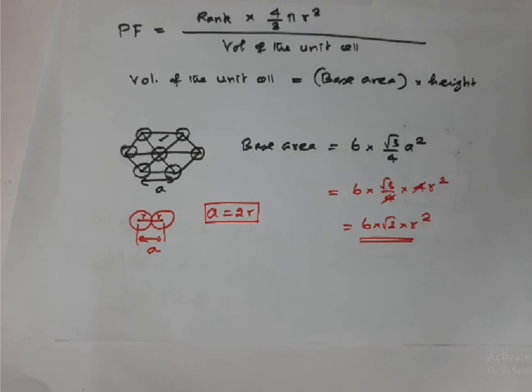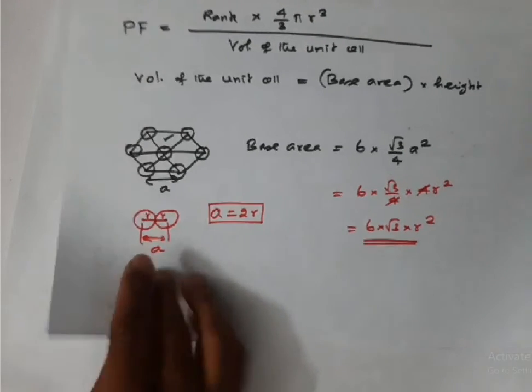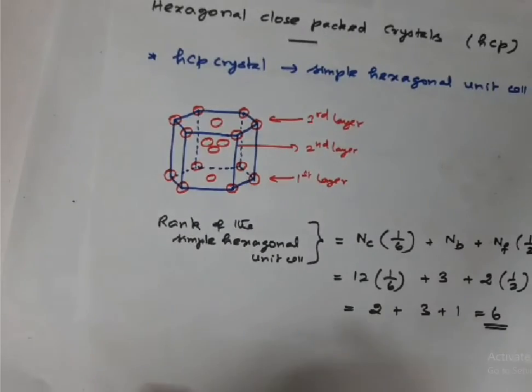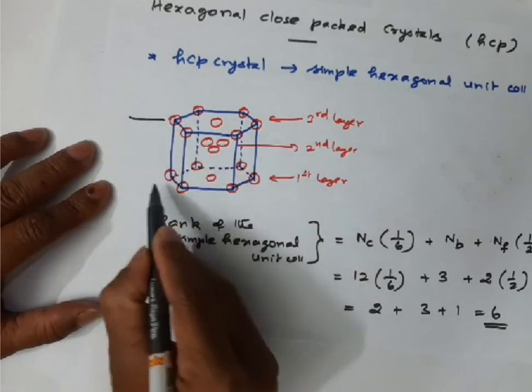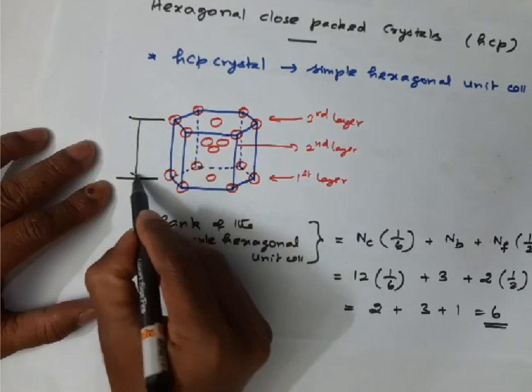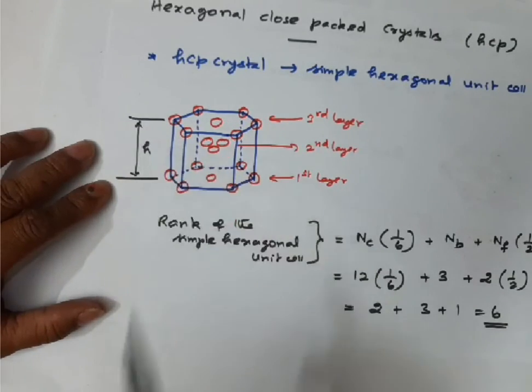Now we need to calculate the height of the unit cell. How to calculate the height of the unit cell? See what is meant by height here. This is the height of the unit cell. You take this layer and this layer, and this length is what we call the height.